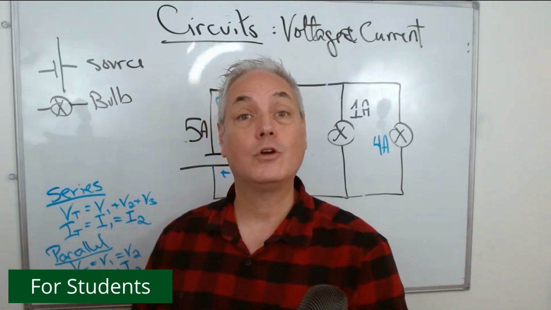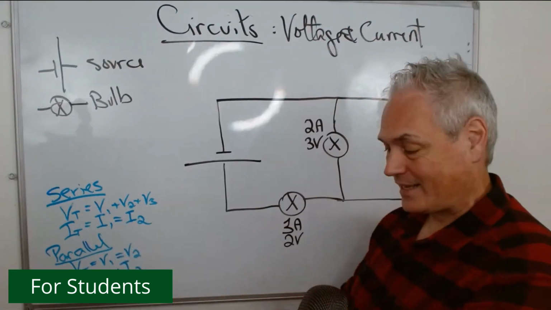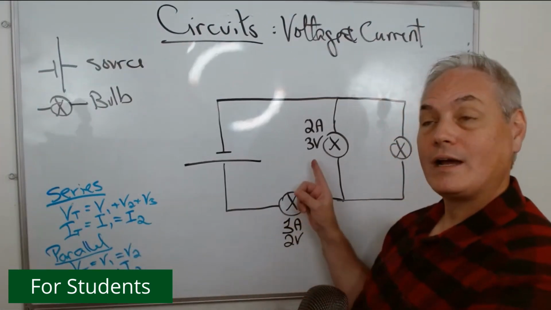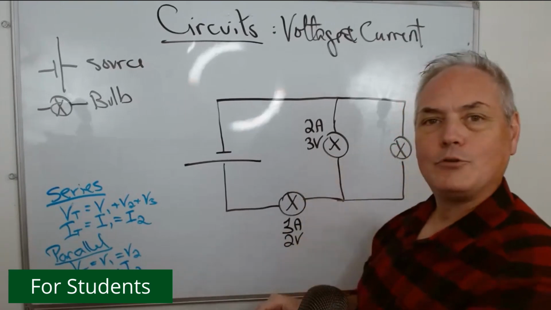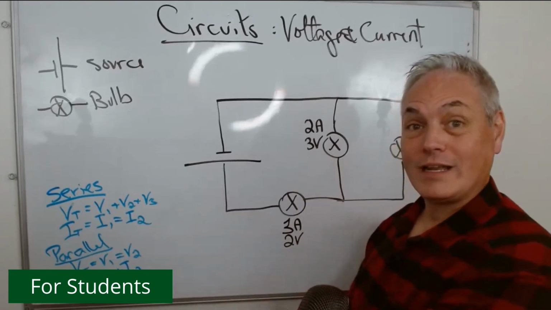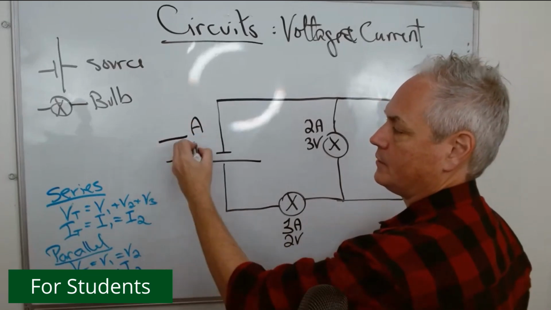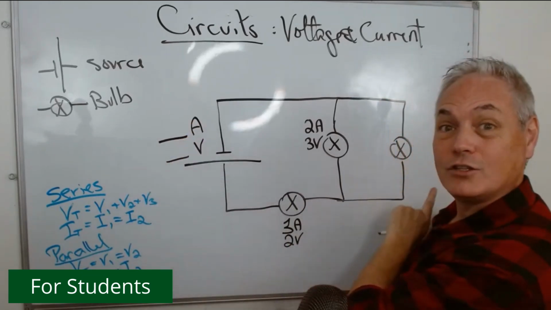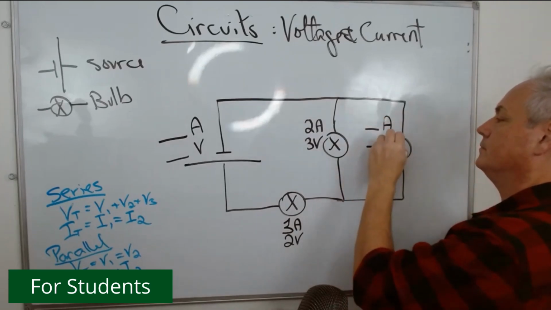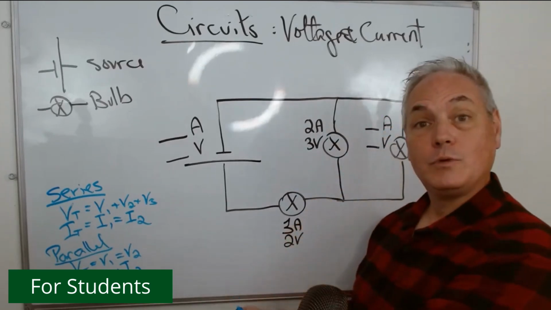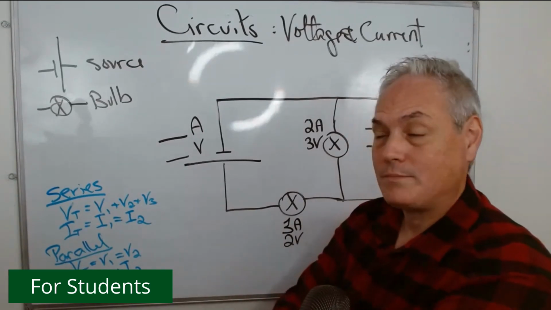So let's see if I can do our last example for today. So here's my last activity. For this activity, I'm giving you both the current and the voltage, and I'm looking for the missing information at the source here in amps and the voltage, and in the last bulb right here. So here we have to look at the information we have to try to figure out what's missing.